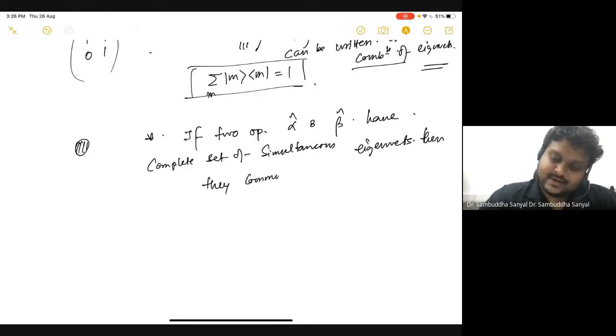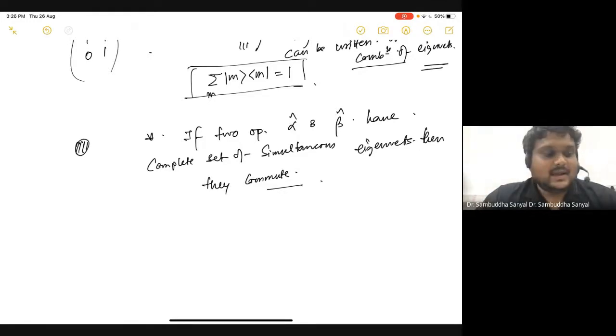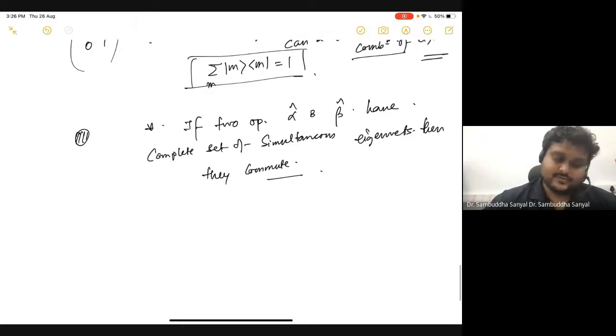So what does it mean? It means I have two different operators, and their eigenvector sets are identical, which means they have simultaneous eigenvectors. If that happens, then they must commute.